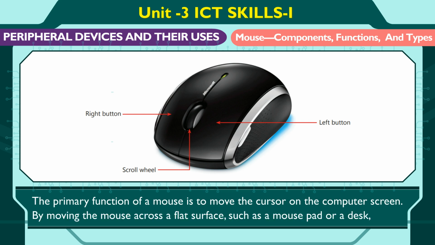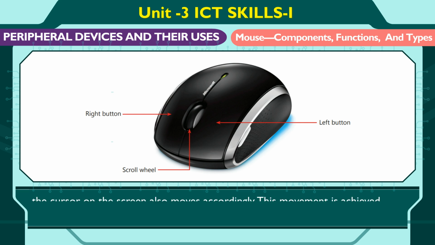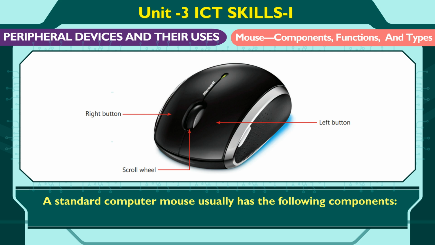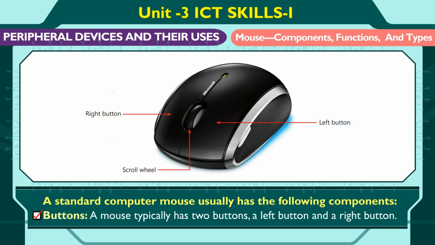By moving the mouse across a flat surface, such as a mouse pad or a desk, the cursor on the screen also moves accordingly. This movement is achieved through sensors or optical technology present in the mouse. A standard computer mouse usually has the following components. Buttons. A mouse typically has two buttons, a left button and a right button.